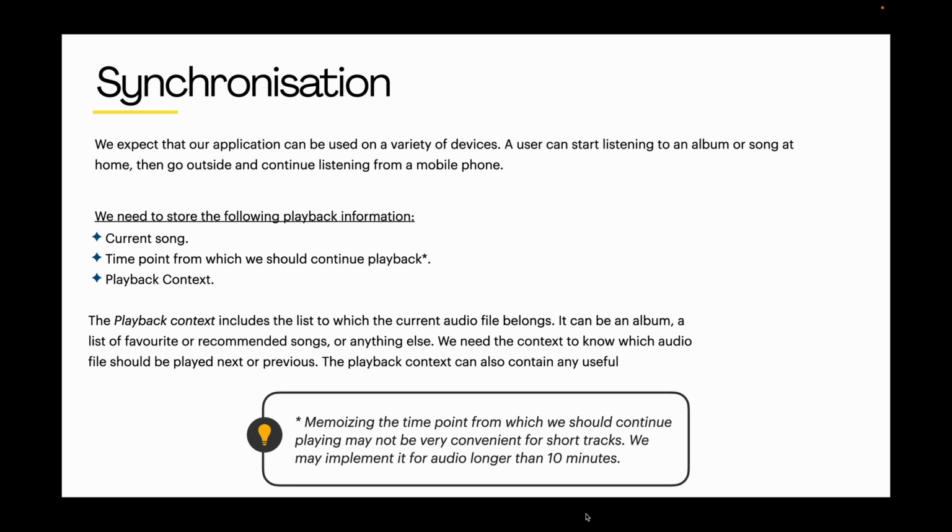playback context. The playback context includes the list to which the current audio file belongs. It could be an album, a list of favorite or recommended songs, or something else. We need the context to determine which audio file should be played next or previous. The playback context may also contain other useful information.